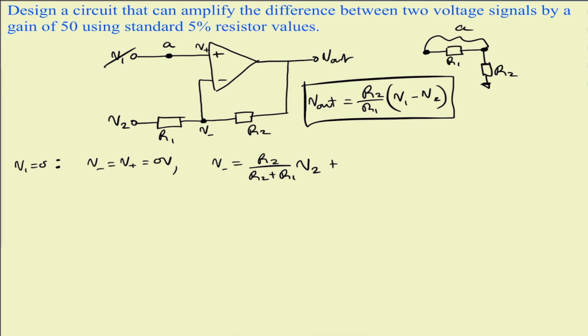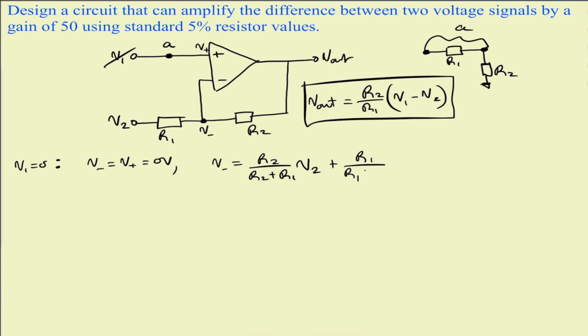And then if we set V2 equal to 0, we can find the voltage at V minus. And we're using superposition, so we're adding them together. And that's going to be the voltage across R1.